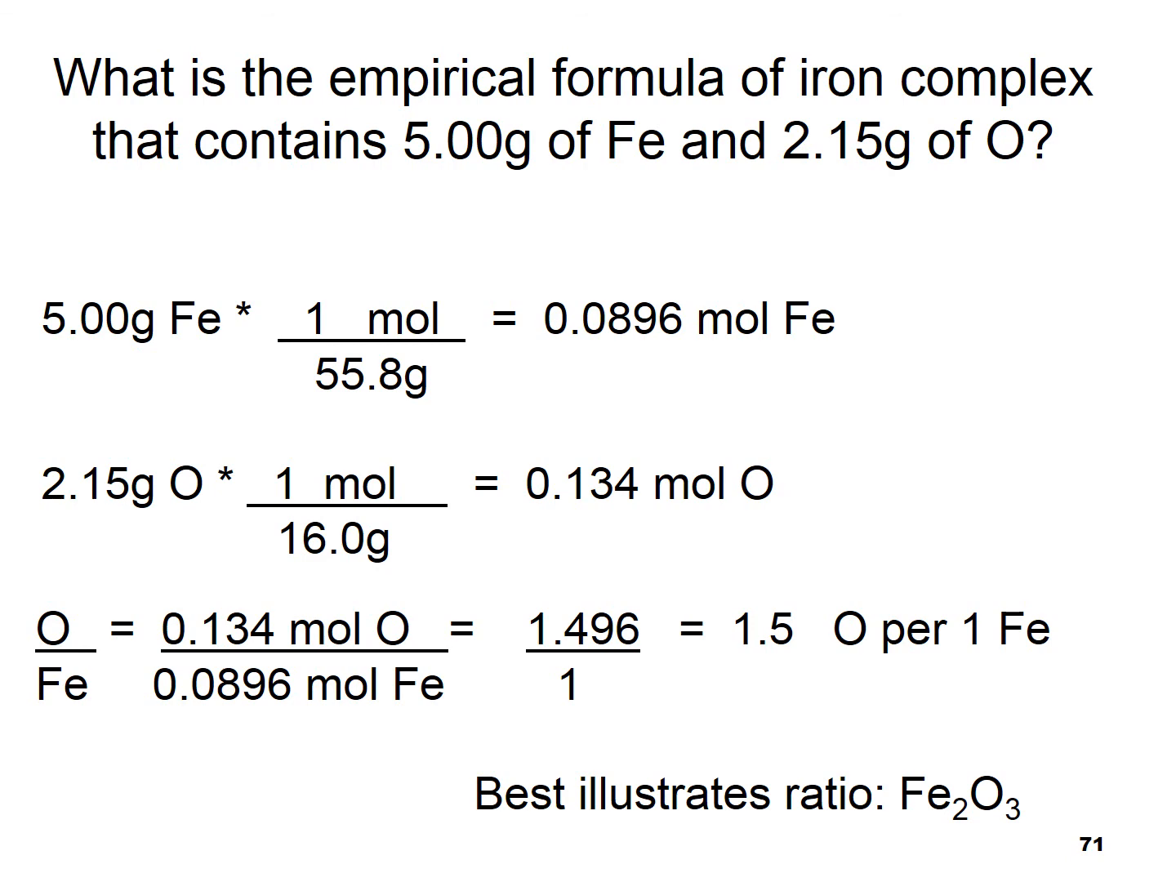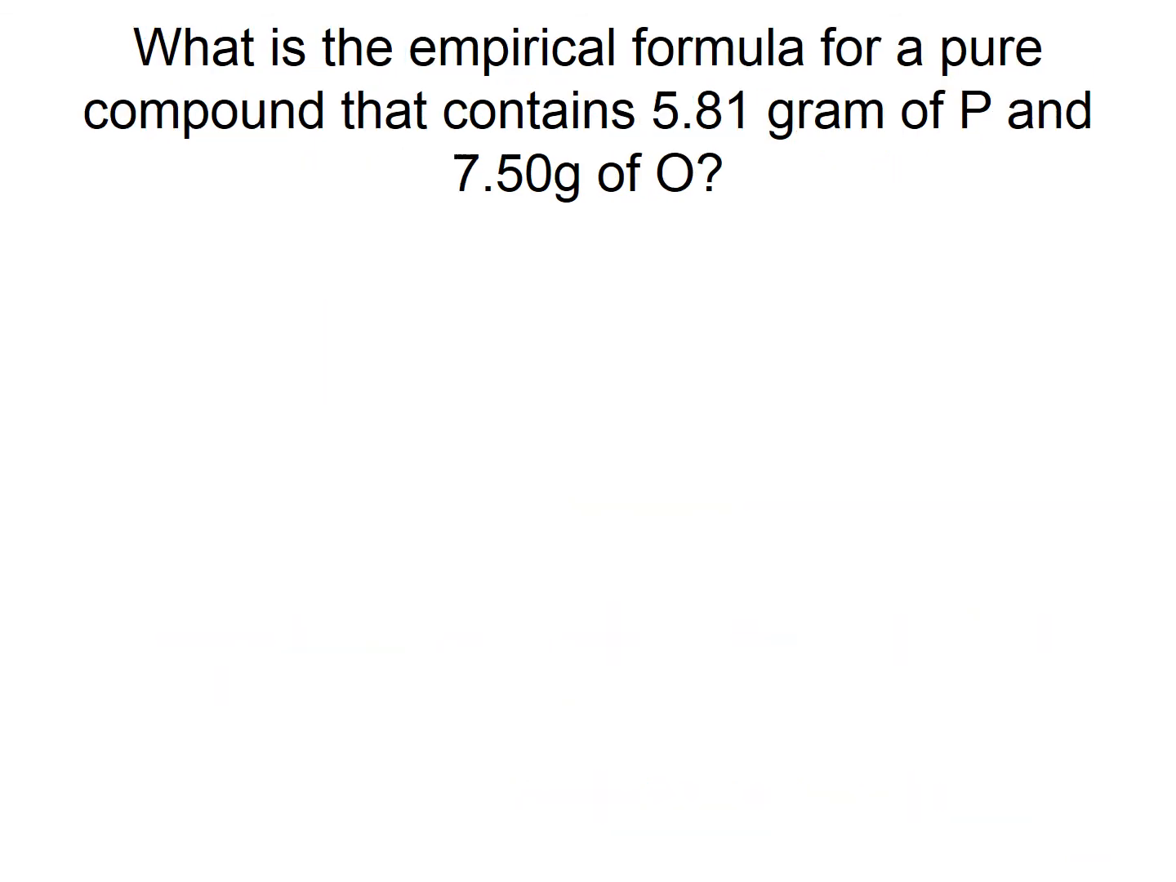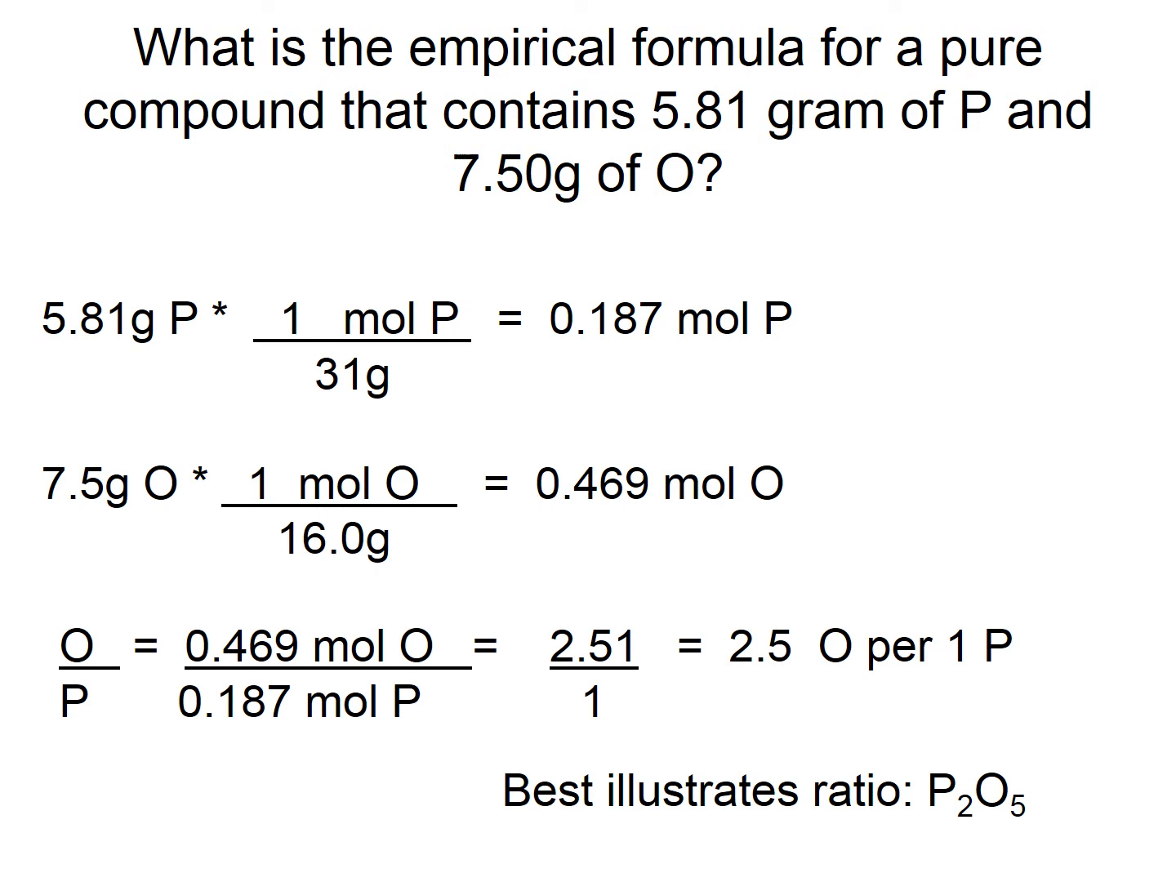So when something lands exactly on the half, I strongly recommend you do not round up, but instead try to find a ratio that gives you that 1.5. And usually the easiest way to get there is to just double both numbers until you get whole values. Here's another example of that. Solve and find the empirical formula. Again, we get 2.5 oxygens per phosphorus. So that ratio is best distinguished by P2O5.